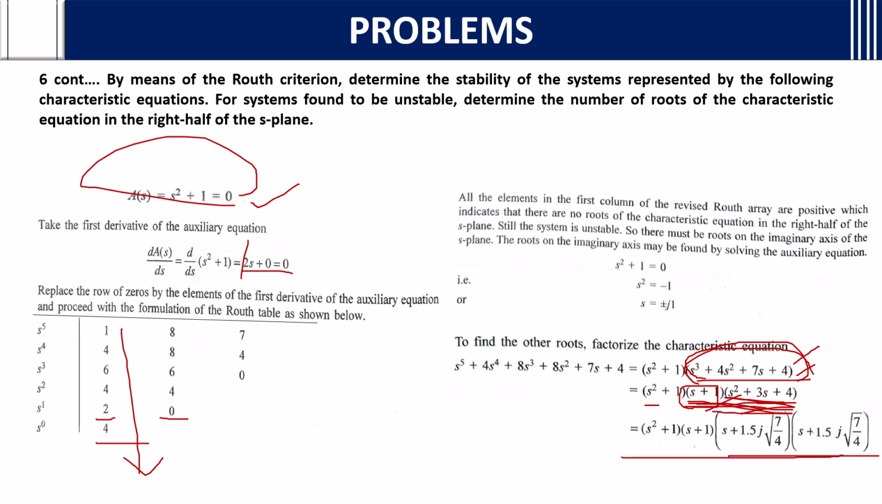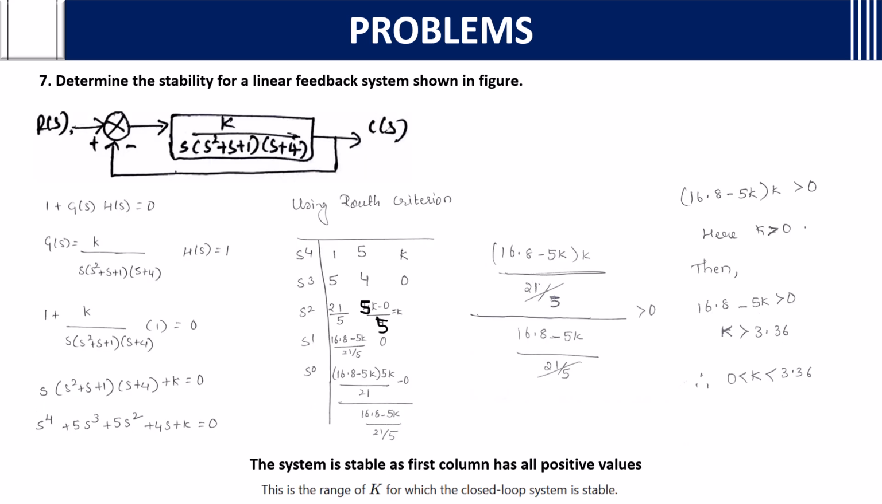So you will get 4 roots present on the axis. Okay, this is the way you need to find the different roots present on the axis.